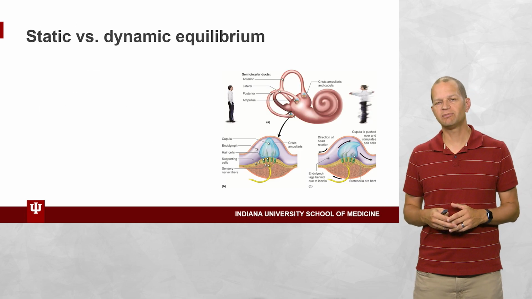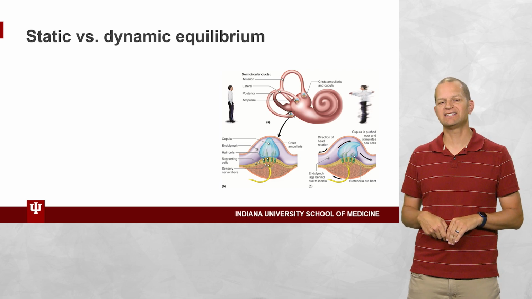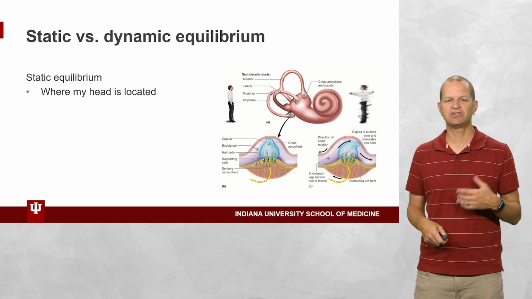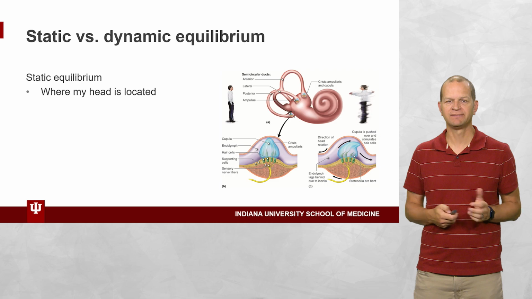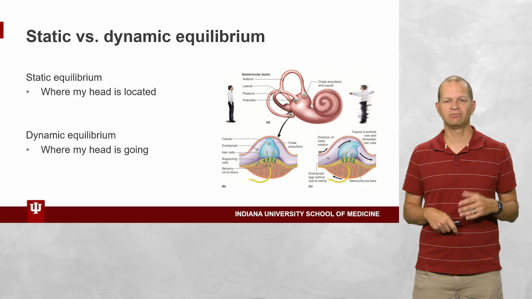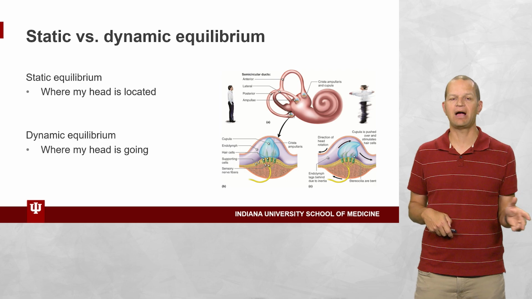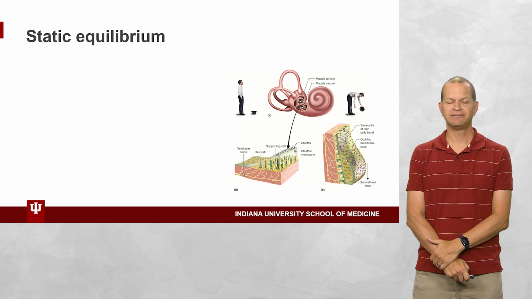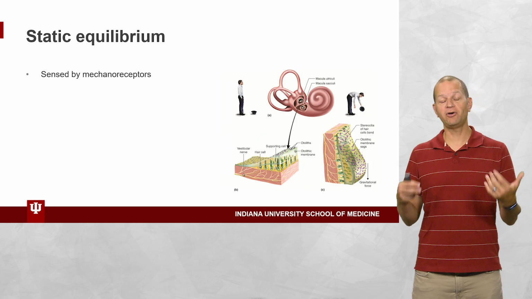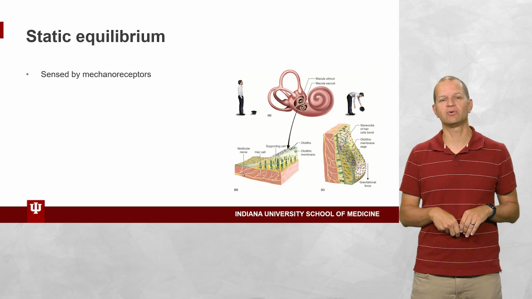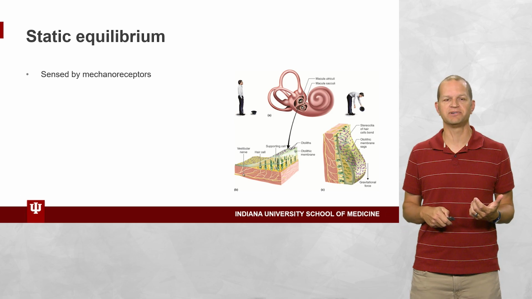When it comes to equilibrium, there's two ways that we can classify it. Static equilibrium, which is basically, where is my head at? Dynamic equilibrium is, where is my head going? So we're going to talk about each of these individually and how we sense it. Okay? So in both cases, static and dynamic equilibrium, they're sensed by mechanoreceptors.